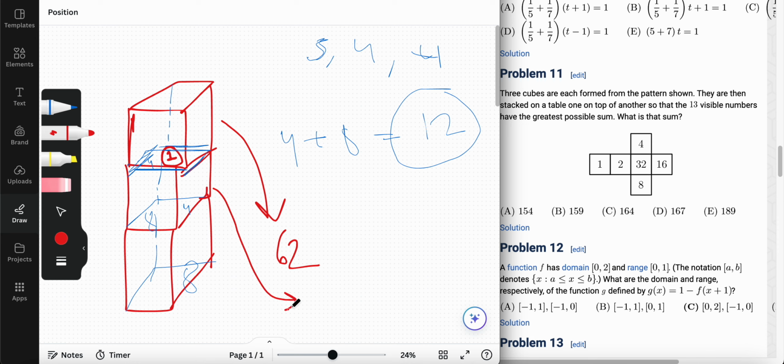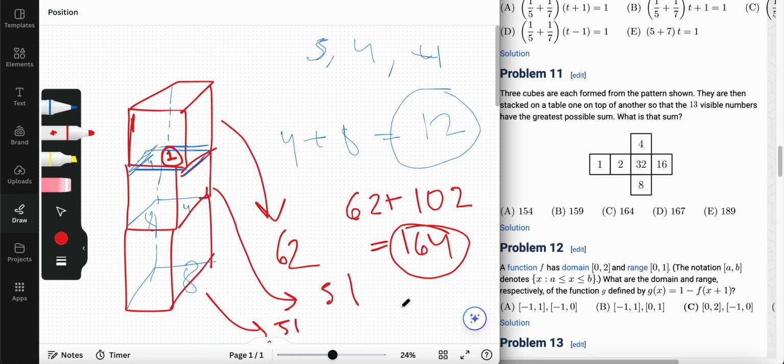For the middle cube, you would do everything except for the 4 and 8. So 3, 35, 51. And same thing for the bottom one. You would have 51. 62 plus 102 is 164. And that is our final answer, which is C.